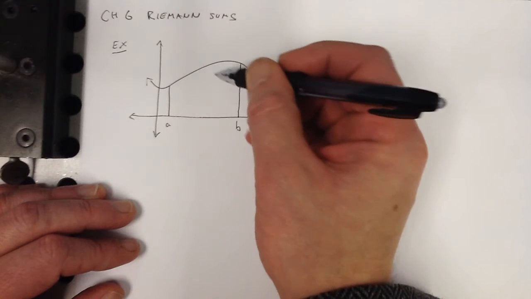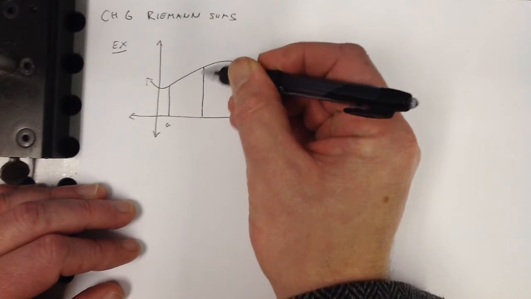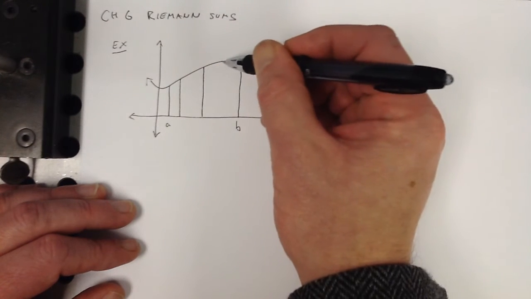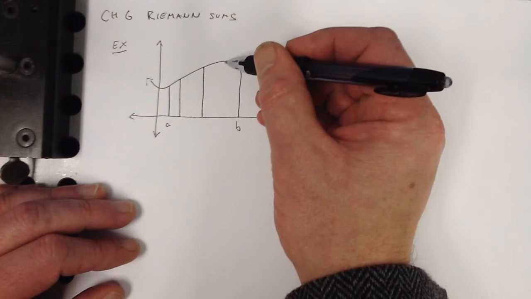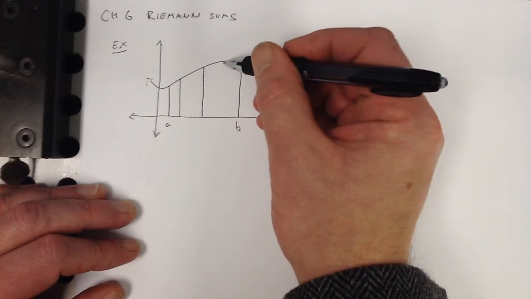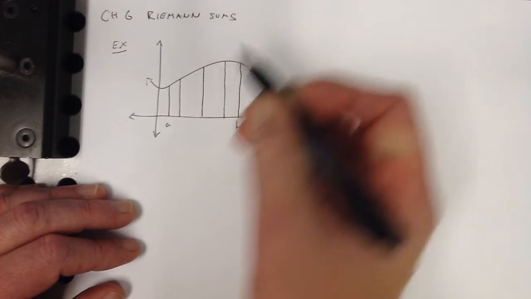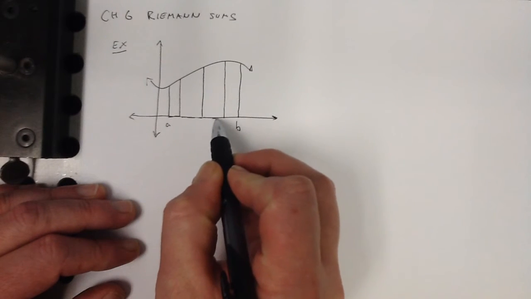So we could divide this up into some rectangles. They don't have to be, but often for us they'll all have the same width, all of our rectangles, but they don't have to. And just to emphasize that point, I'll divide this up into 4 what we call sub-intervals, right?